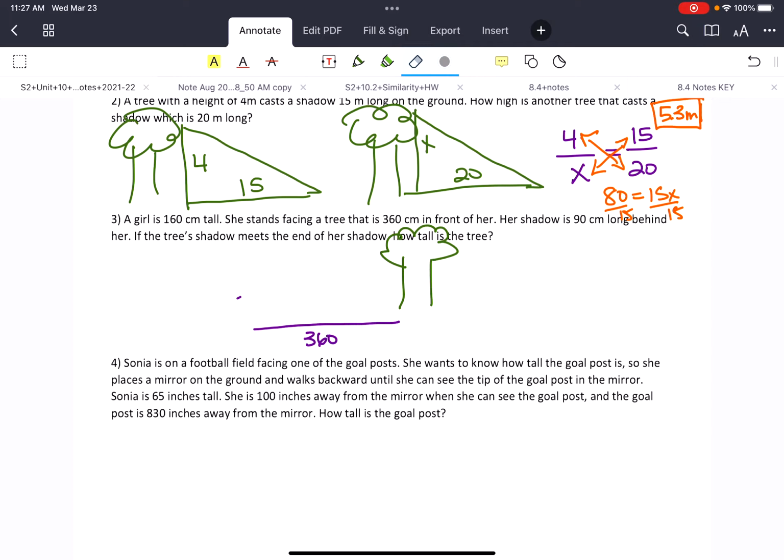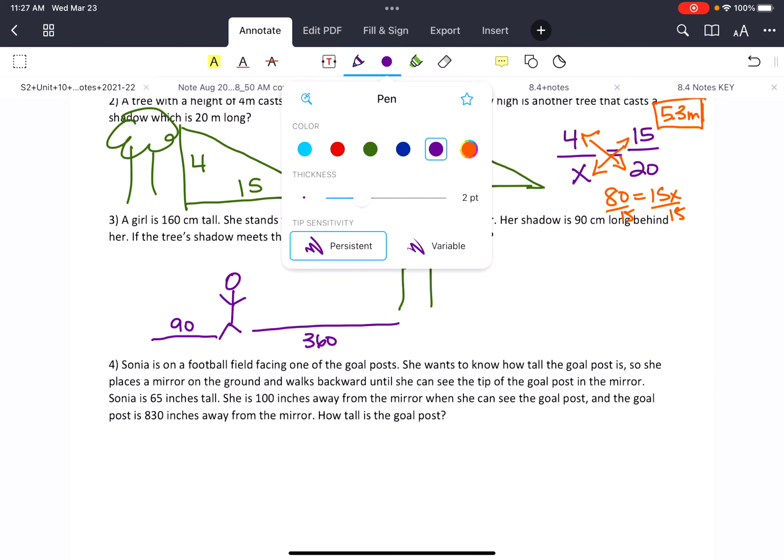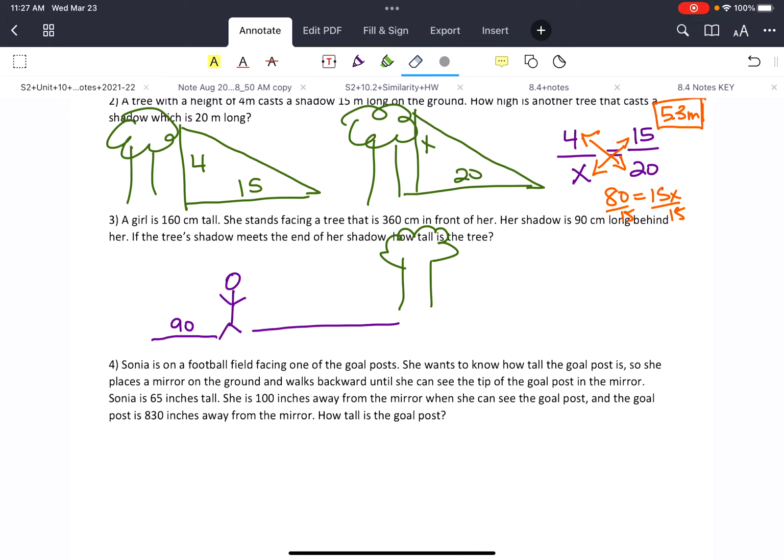And we don't want to make her floating on the ground, do we? So let's put her up just a little bit. Okay. Her shadow is 90 centimeters long behind her. So hers is going to go this way behind her, and this is 90. All right, let's move. Let's put this 360 in here.